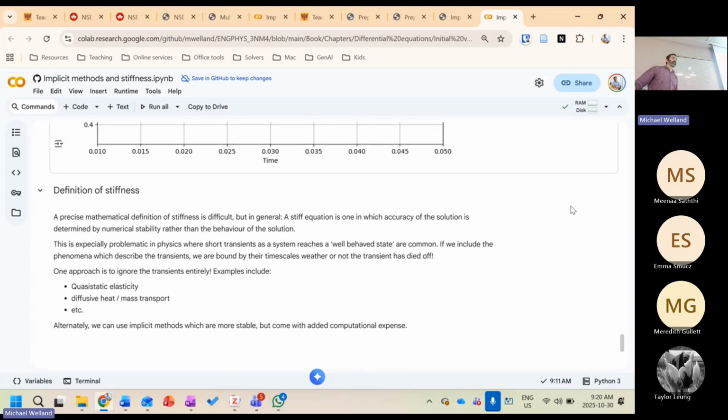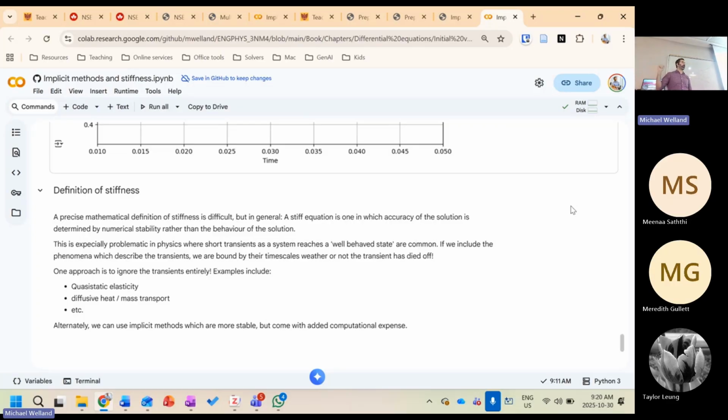Which means that you got to be careful. Super quick, while you're packing up, stiffness is remarkably poorly defined, right? It's one where it's related to this numerical stability. It's really problematic and really kind of rears its ugly head when you have these short transients. One of the ways you could avoid this is just ignoring that term. If you know that you're past the initial value, that initial transient, cut it off. You're done. With acoustics, you do it all the time.